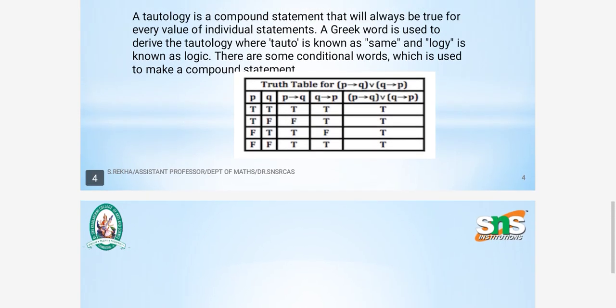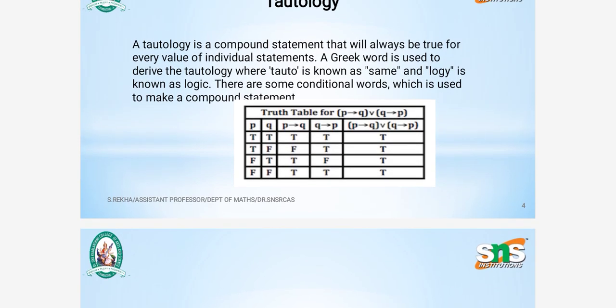For this compound sentence we construct a truth table: P implies Q or Q implies P. In this we will get a tautology. Let us see how. We construct the four rows. P is true true false false, Q is true false true false. Now we apply P implies Q. That is a conditional statement: first true, second false gives false, otherwise it is true.